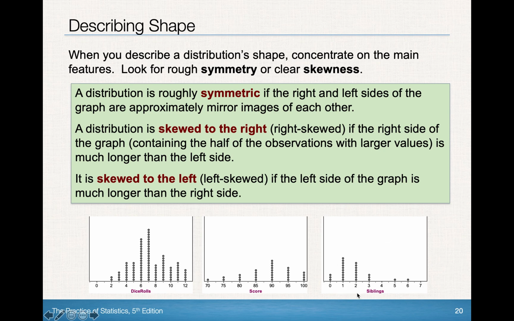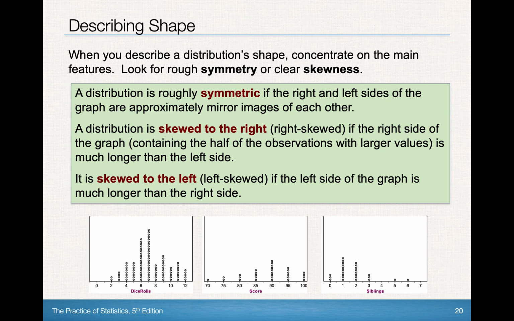So this is skewed right, the middle is skewed left, and the left graph is roughly symmetric. Now you'll notice that every time I use the word symmetric, I put the word roughly or approximately in front of it. That is because it is nearly impossible for a distribution to be exactly symmetric.